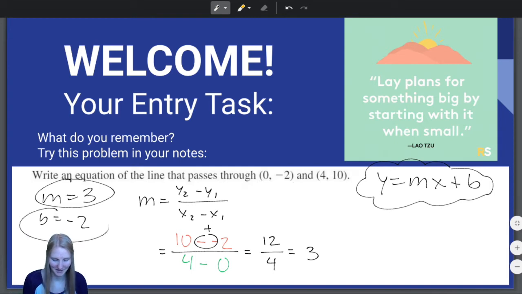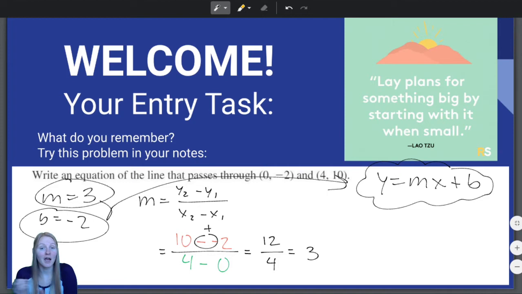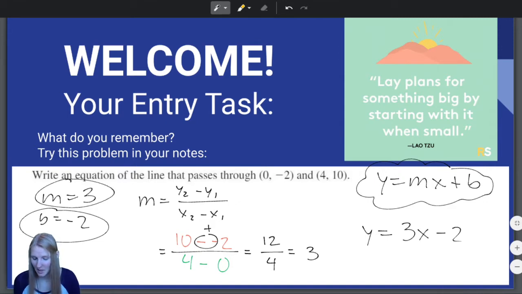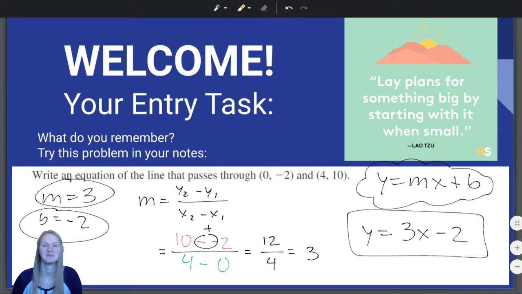All right, here we go. We have m, we have b. Now it's time to plug them in. So we have y equals m, or 3x, plus b. But remember, we don't need plus -2, we can just write -2. And there you have it: y equals 3x minus 2.